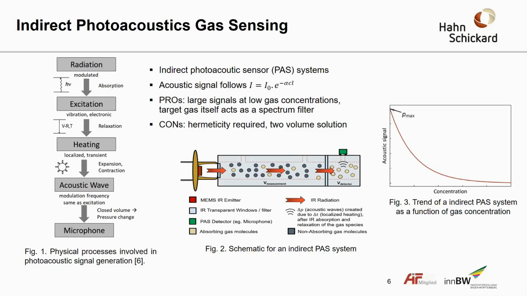So when the gas is introduced on the measurement side, some absorption of the light wave happens due to this gas. There are two gases in the mixture, nitrogen and carbon dioxide. Carbon dioxide absorbs it and then relaxes again, and the acoustic signal for the same is given on the right side. Why this setup is better is that on lower concentrations, you are able to measure better. So the pro is, of course, that we can measure at low gas concentrations, and the con is that we require a two volume setup.